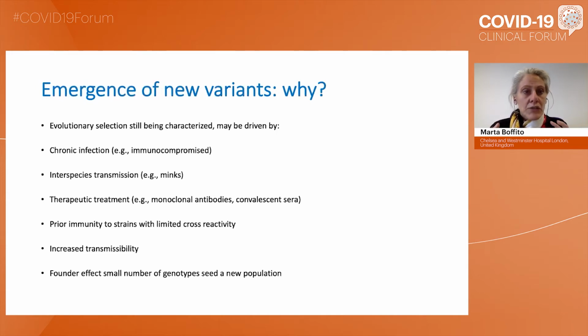I don't think it's really clear today why these variants happen and what the evolutionary selection of such variants is. This all still needs to be characterized, but they seem to be the result of viral replication in people with chronic infections who are immunocompromised. So there is not enough immunological response to fight the virus, which continues to replicate for a long period of time. They may be the consequence of interspecies transmission. They may be selected because of therapeutic treatments like monoclonal antibodies or convalescent sera. They may be the consequence of limited cross-reactivity or of increased transmissibility.